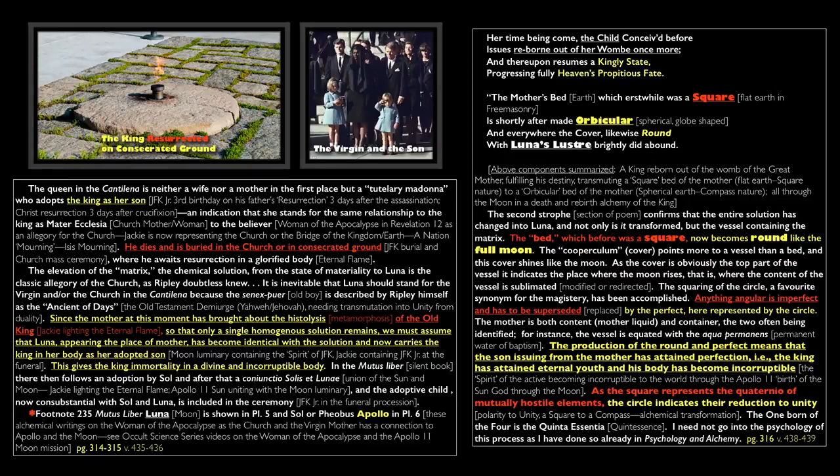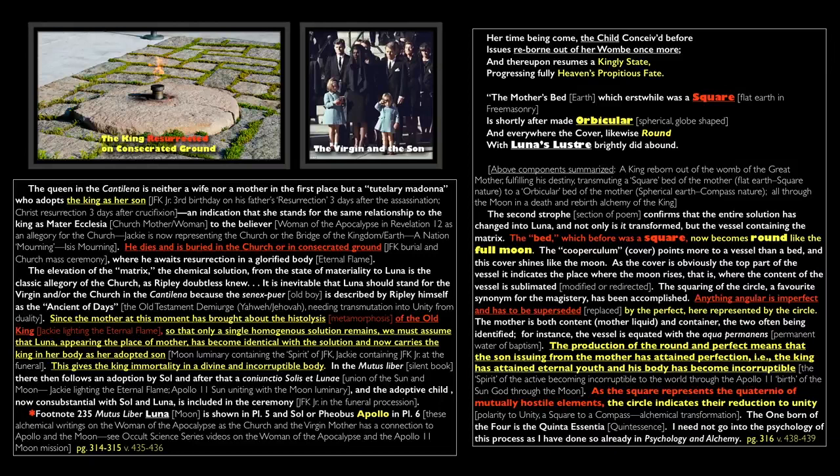And so Carl Jung talks about in this that this is the idea of the squaring of the circle, and anything angular is imperfect and has to be superseded or replaced by the perfect, here represented by the circle. So again, plane, flat, angular geometry is imperfect and has to be replaced by a perfect circle, sphere, right? So he says the production of the round and perfect means that the son issuing from the mother has attained perfection. The king has attained eternal youth and his body has become incorruptible.